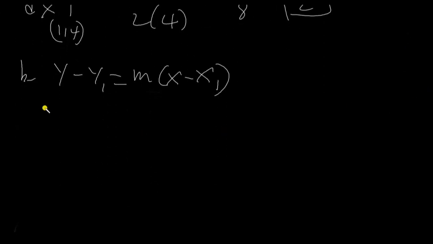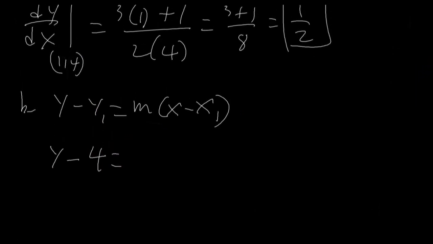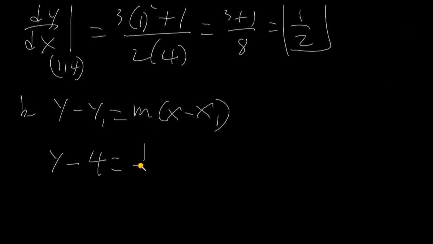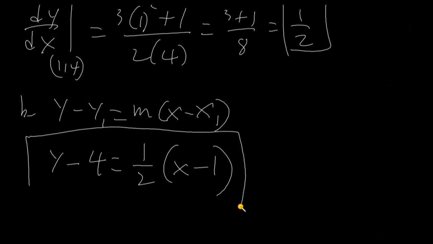So at x equals 1, we know that y minus y1, which is 4, equals m, the slope of the derivative, which is 1/2, times x minus the x point, which is 1, and that is our equation. So it's like, I guess you can say, half of our answer.